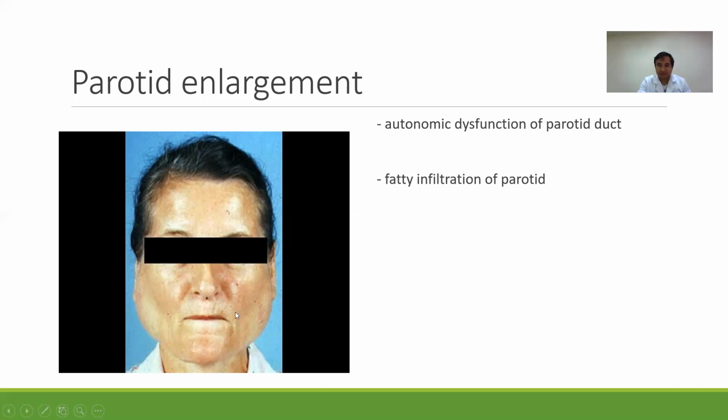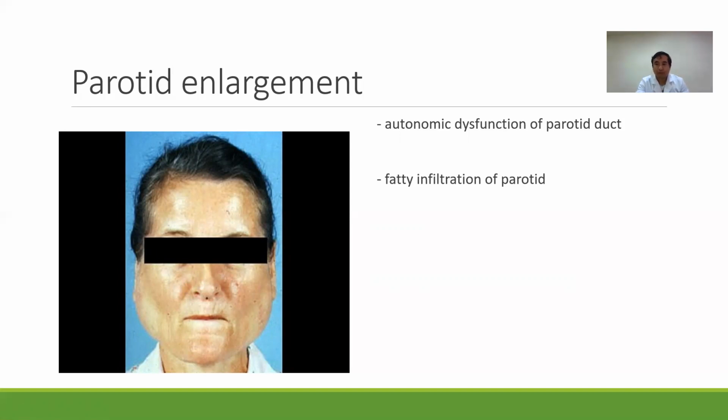You can see the parotid. Okay, these are the enlarged parotids. The cause of the enlarged parotid is autonomic dysfunction of the parotid duct. The motility of the parotid secretion is not good, and there is stasis of these secretions in the parotid duct, and ultimately that can cause enlargement of the parotid gland. The proposed hypothesis is fatty infiltration of the parotid as well.